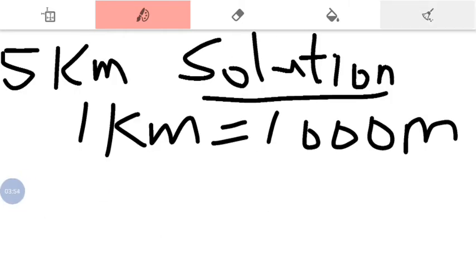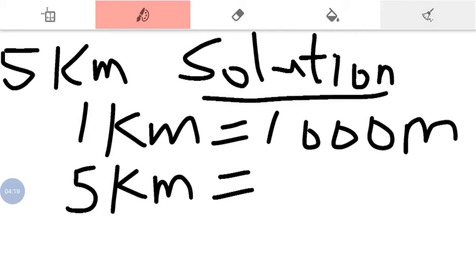Now let's take our second example. We have to convert 5 kilometers to meters. So we have our solution. Like I told you, the first thing you write is 1 kilometer equals 1,000 meters. Then you place your 5 kilometers under your 1 kilometer, then you have your equal to. Now since we don't know how many meters we have in 5 kilometers, we represent that with x. Or rather than x, you can also use another letter. So let me represent our meters using A.